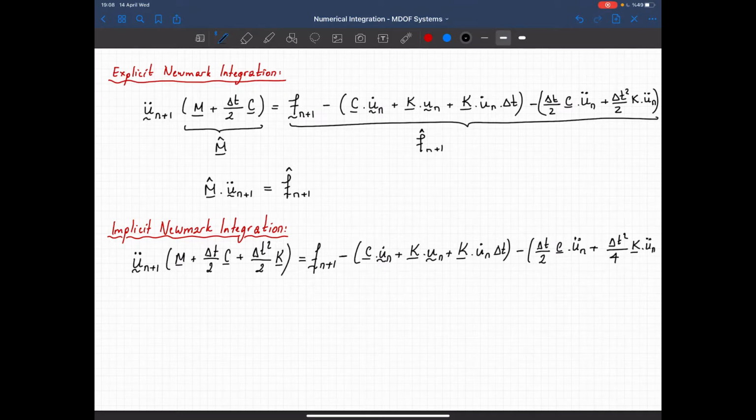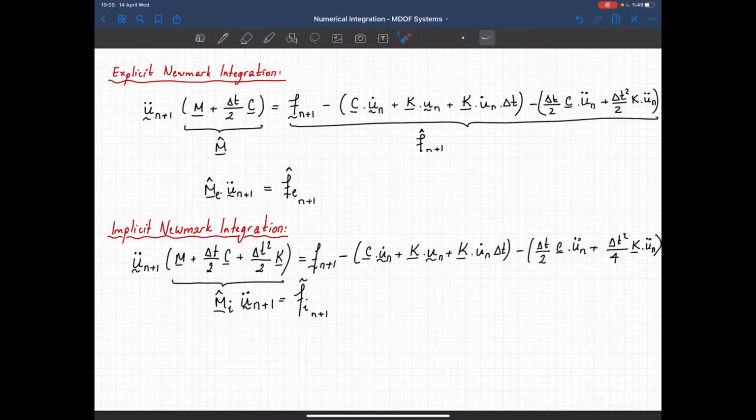double dot n. Again, I can call this matrix M hat. Let's give different names. This is M hat explicit, this is M hat implicit. M hat implicit times u double dot n plus 1 is equal to F hat implicit n plus 1. So let's do the same thing for this one. This is M hat explicit times u double dot n plus 1 equal to F hat explicit for the n plus 1.